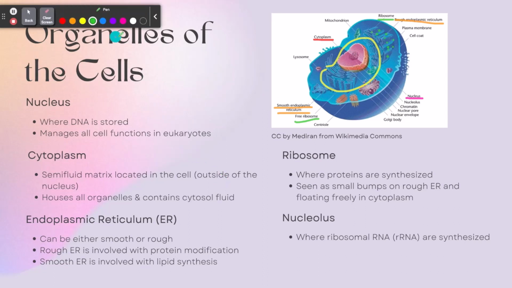Lastly, we have the nucleolus. I'll mark that in purple. So it will be right underneath the word nucleus right here. This is just essentially where ribosomal RNA is synthesized. So the nucleus is the bigger sphere, and then it has a little structure on the inside, which is the nucleolus.